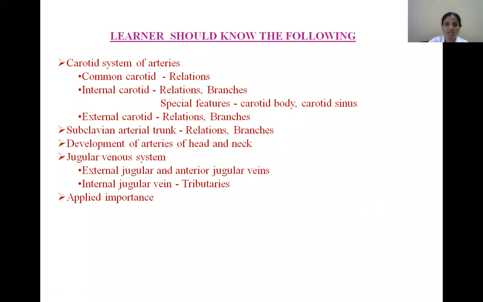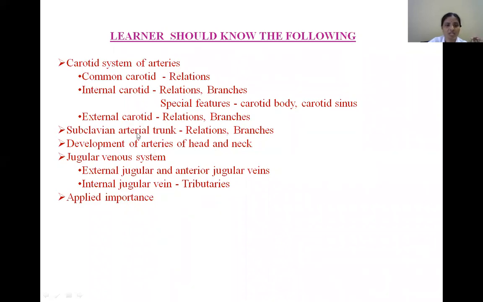After the completion of the session, you should be able to know about these points. You see the carotid system of arteries. What is this carotid system? The common carotid artery further divides into internal and external, thereby providing the entire blood supply to the neck and head. So we should know the carotid system of arteries, then the common carotid artery and how it bifurcates into internal and external carotid by giving various branches, and along their course, what are the important relations we have to know because they are clinically important.